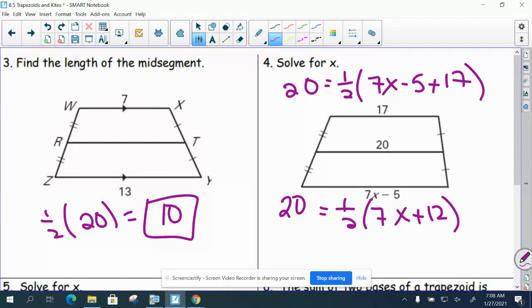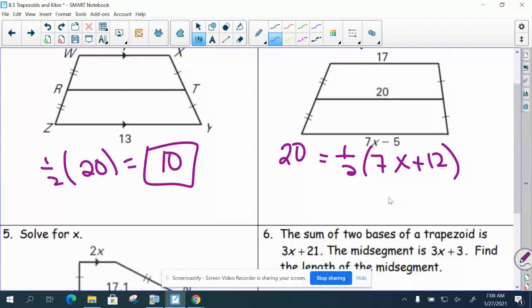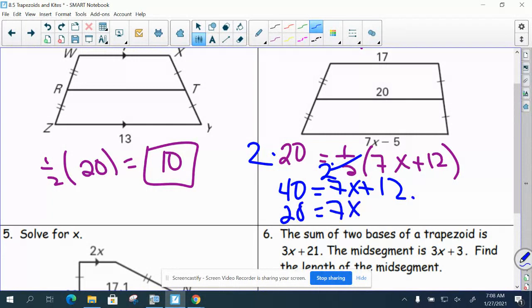Now, there are a couple different ways you could do this. You could distribute the 1/2, but since 7 isn't divisible by 1/2, that might just make it more complicated. So what I would actually do is take the 1/2 and multiply it by 2 on the other side, because 2 over 1 would cancel with the 1/2. Okay, so this would become 40 equals 7x plus 12, and then two-step equation. This would be 28 is 7x, so x is 4. And now if you're not comfortable doing the times 2, then just go ahead and distribute. You'll get the same answer.